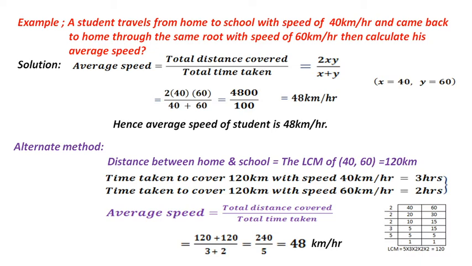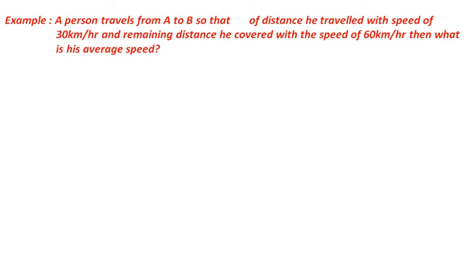Let us see another example. In this example, a person travels from A to B such that 1/3 of the distance he traveled with a speed of 30 km per hour and the remaining distance he covered with a speed of 60 km per hour. Then what is his average speed?